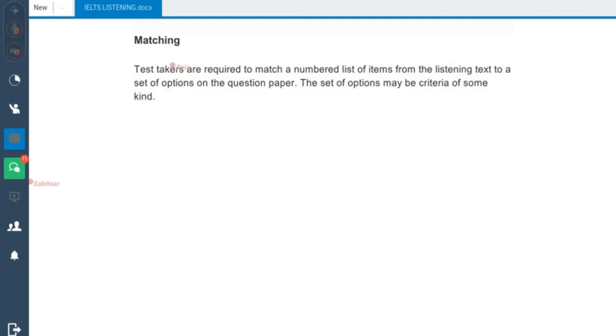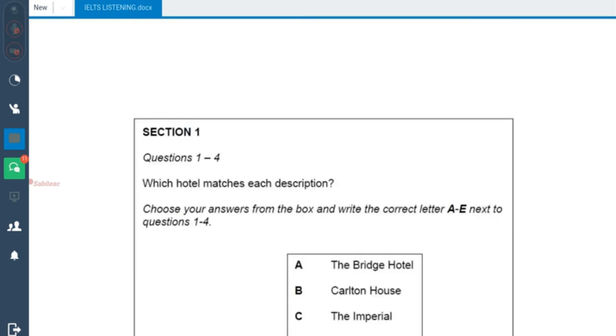All right, so another question type that you come across in the listening section is called matching. What does the matching question type require you to do? For matching questions, test takers are required to match a numbered list of items from the listening text to a set of options on the question paper. The set of options may be criteria of some kind. Let me show you an example so that you understand what the matching question looks like.